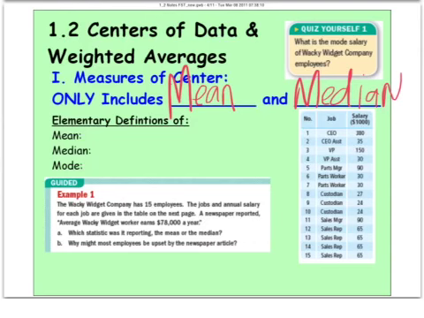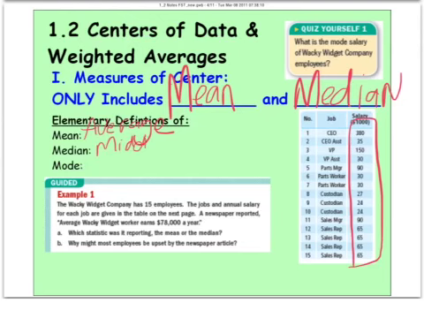Now, I want to talk about just real basic elementary definitions of these 3 things. The mean, another word you might use is average. To find the average, for example, we have salary information here for 15 different individuals in this company. What is the average salary? What we would do is add up all the salaries and then divide by how many salaries there are. The median salary, another word for median is the middle. Which salary sits right smack dab in the middle? And then the mode is the most frequent.